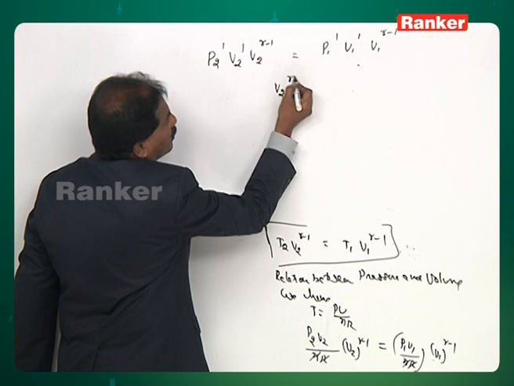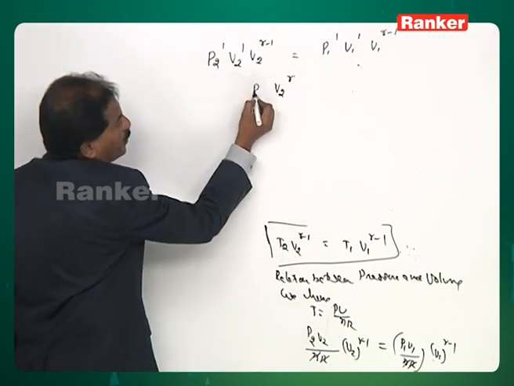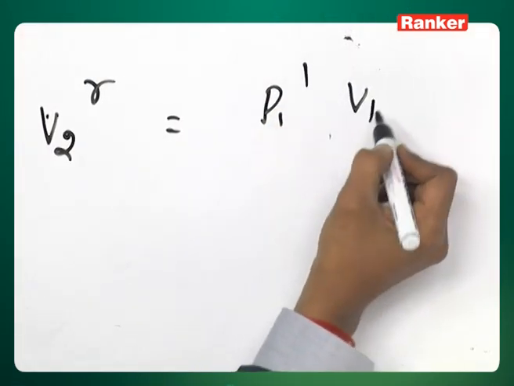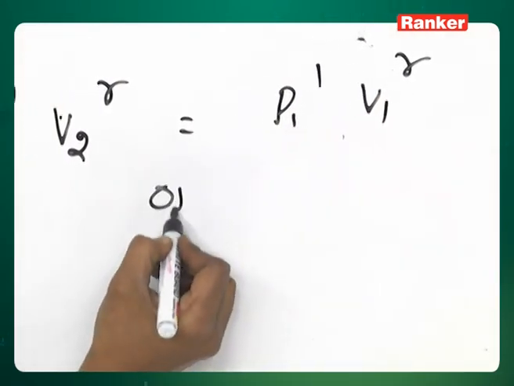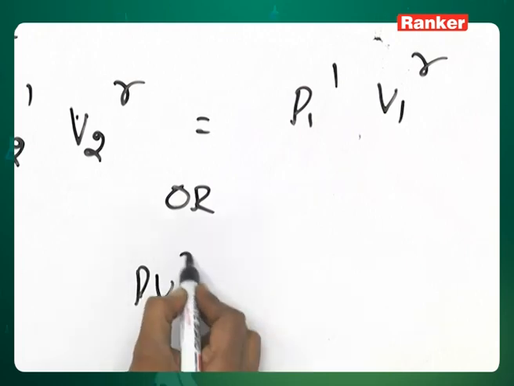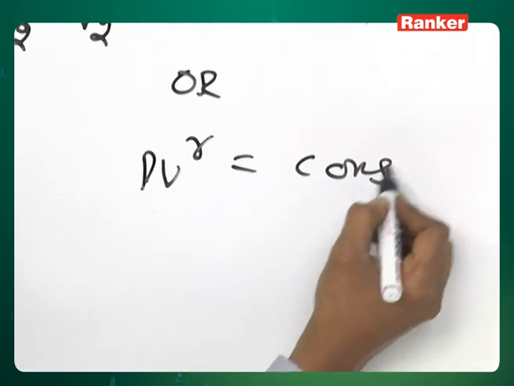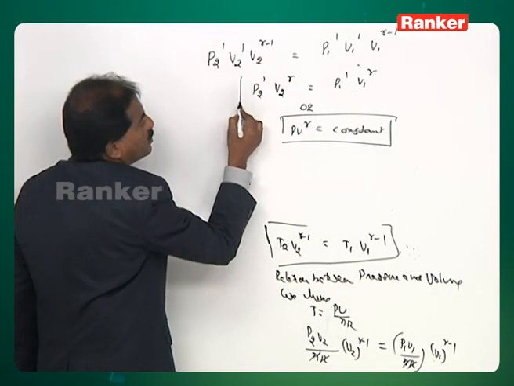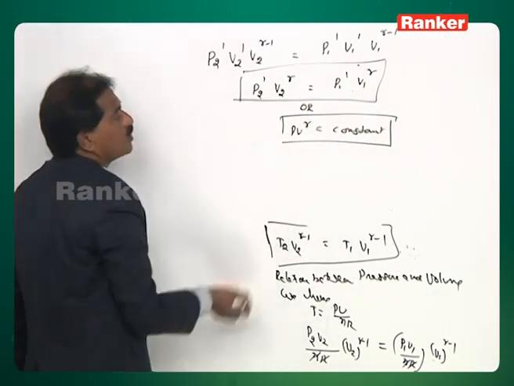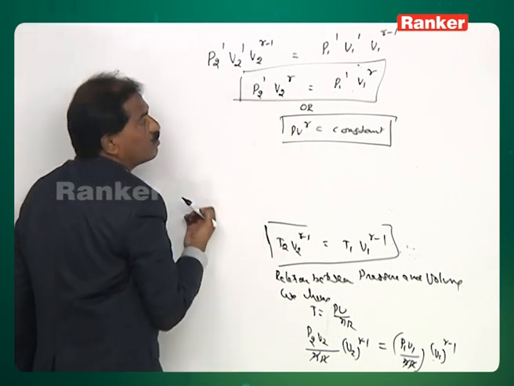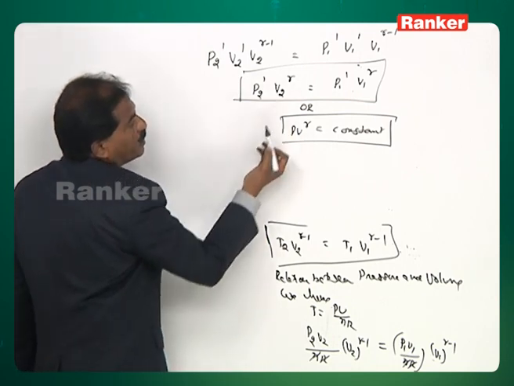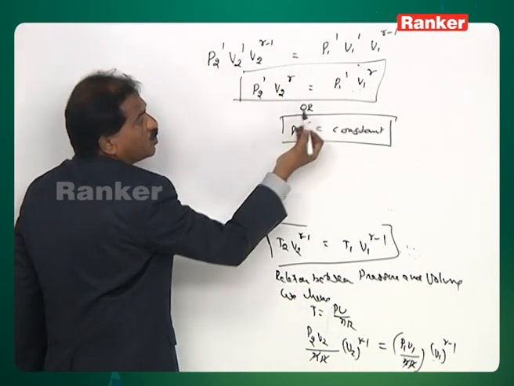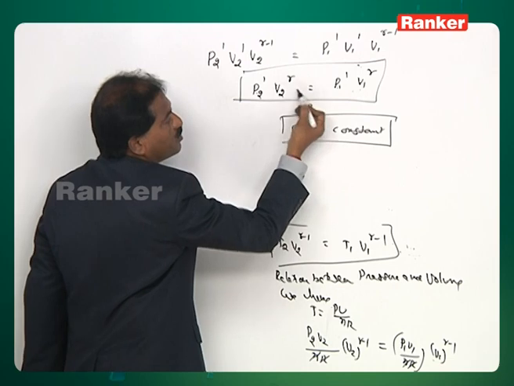Therefore, V2 raised to the power 1 times V2 raised to the gamma minus 1 becomes V2 raised to the power gamma. This will remain P2 raised to the power 1. Here P1 raised to the power 1, V1 raised to the power gamma. Or this expression we can represent as PV power gamma is equal to constant. This expression we can use to study the relation between pressure and volume, or in any numerical problem if the initial and final volumes are given, if they ask the pressure ratio or the final pressure, we can use this relation.